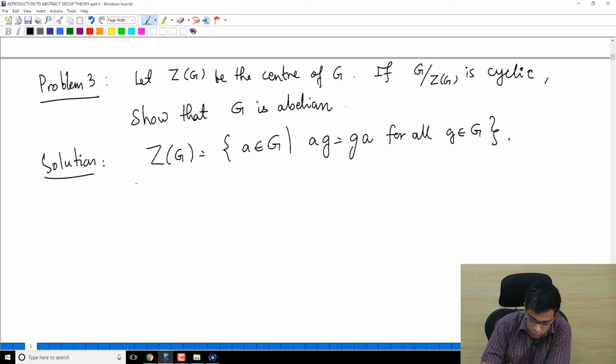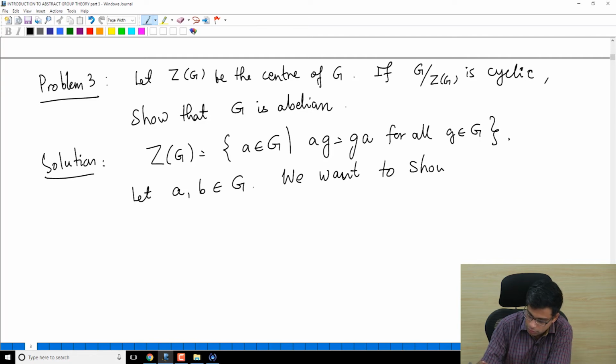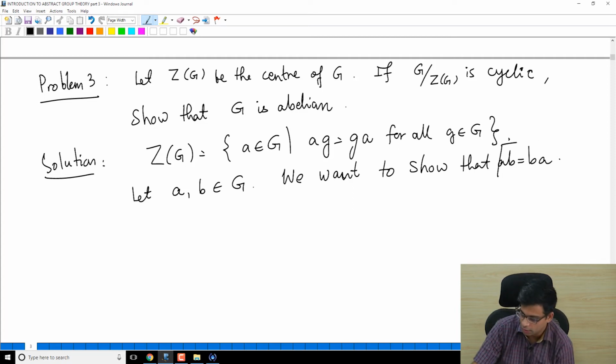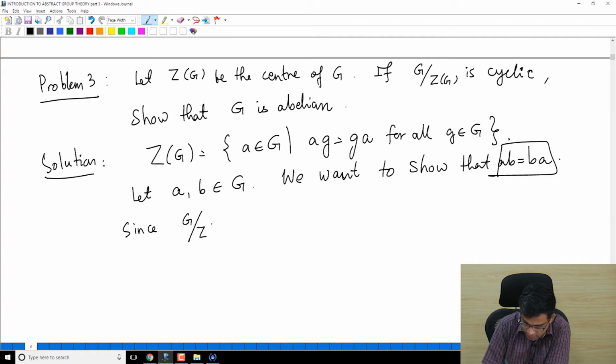In order to show abelianness, as in the previous problem, we have to take two arbitrary elements and show that AB equals BA. So let's keep this in mind. We want to show AB equal to BA. Now, since G mod ZG is cyclic, it has a generator.